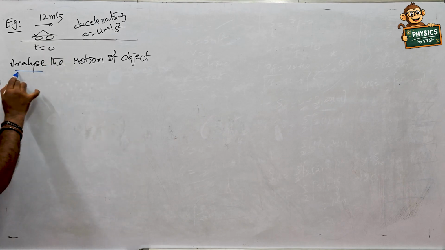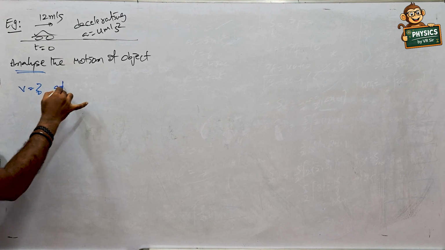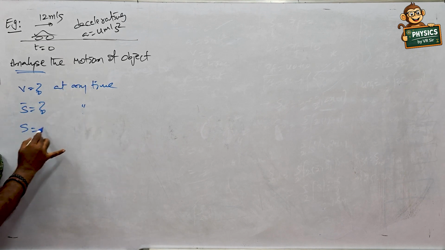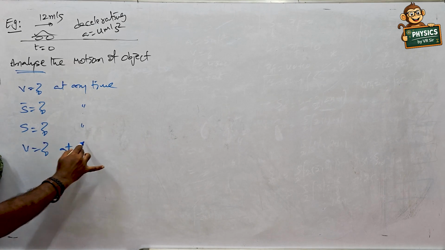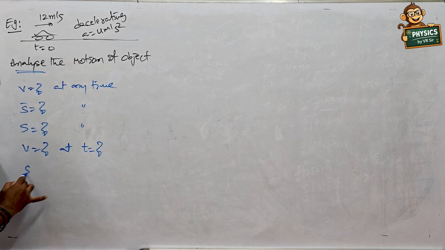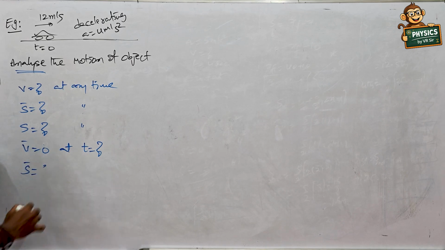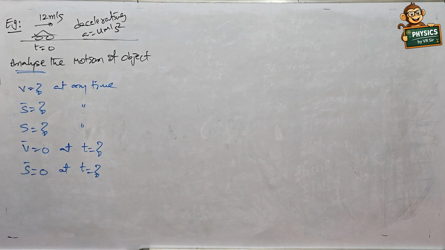Now, what is meant by analysis? What is the velocity at any time, and what is the displacement at any time, and what is the distance at any time? Now, velocity is equivalent to 0 at what time, and displacement is equivalent to 0 at what time. This is what we need to understand in the questions to analyze the motion of the body.